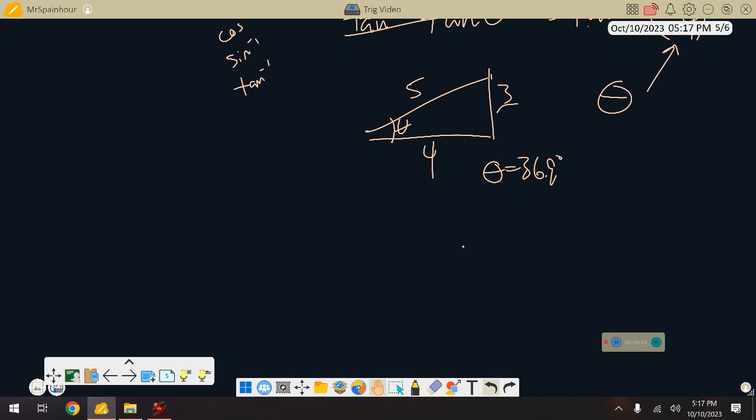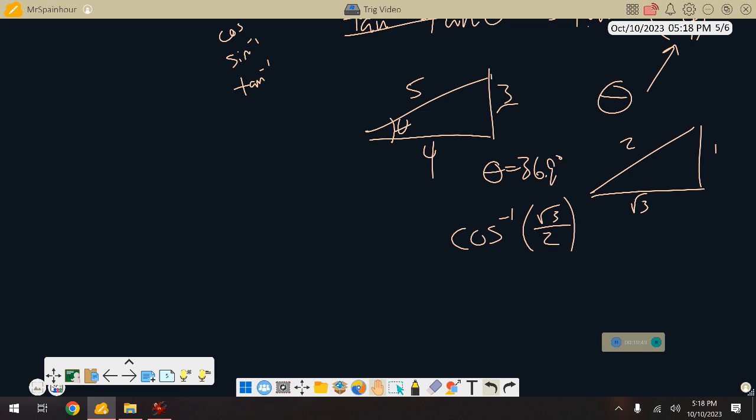What if I said the inverse cosine of root 3 over 2? Well, then that's adjacent over hypotenuse. So I would draw the adjacent as root 3. I draw the hypotenuse as 2. I know I can complete that, it's 1, but what angle makes that happen? 30 degrees.